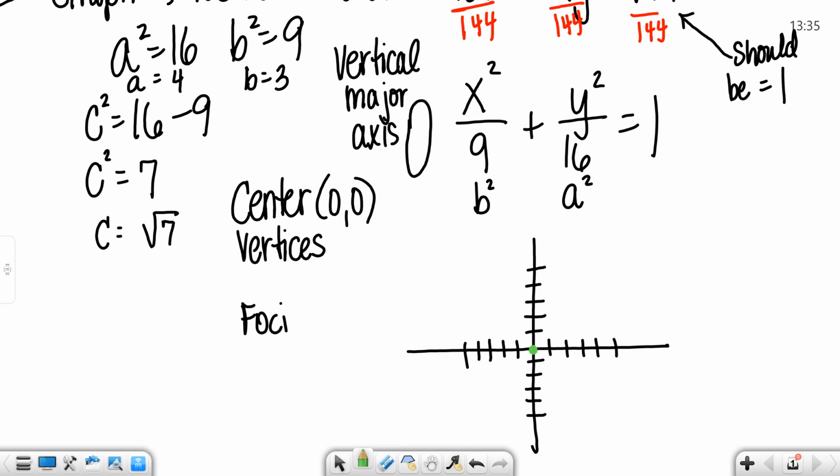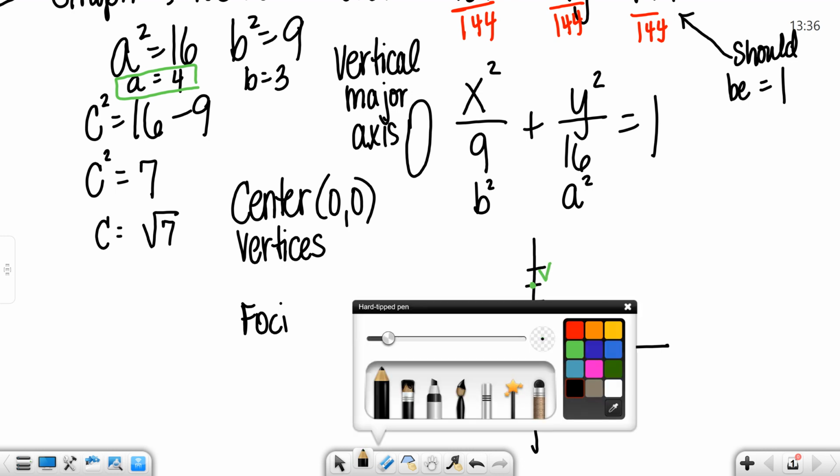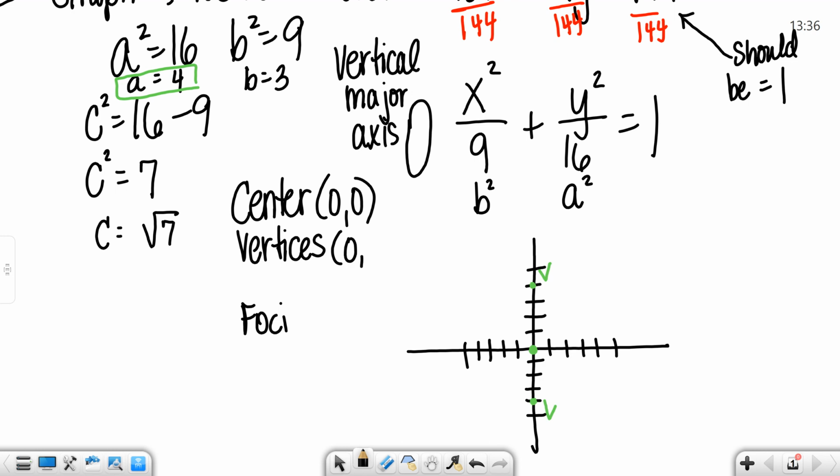My vertices, remember, that's a spaces from the center, and a is 4. So 4 spaces from the center, and this is a vertical major axis, so we're going to count up 1, 2, 3, 4, and then down 1, 2, 3, 4. Right? Those are on the major axis. So this is a vertex, this is a vertex. So let's write those down over here. My vertices are 0, 4 and 0, negative 4.